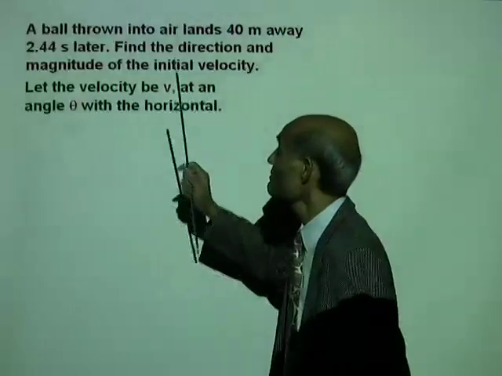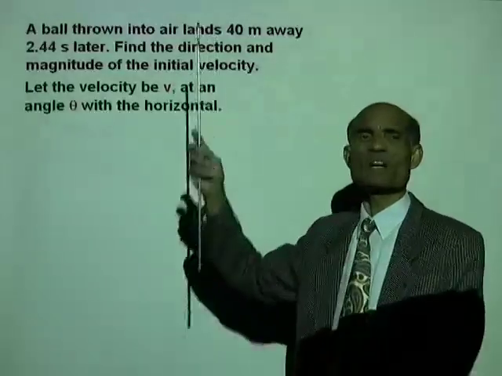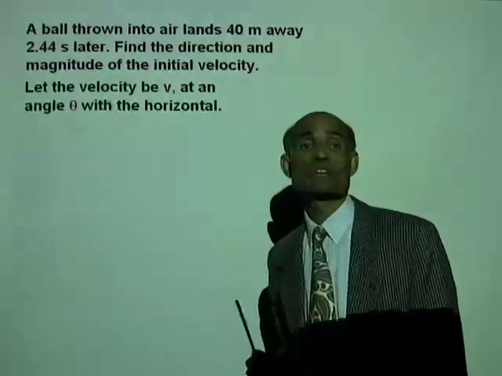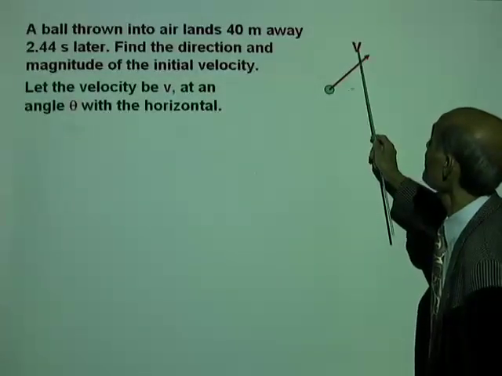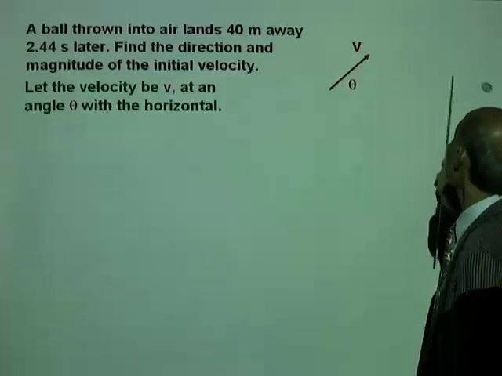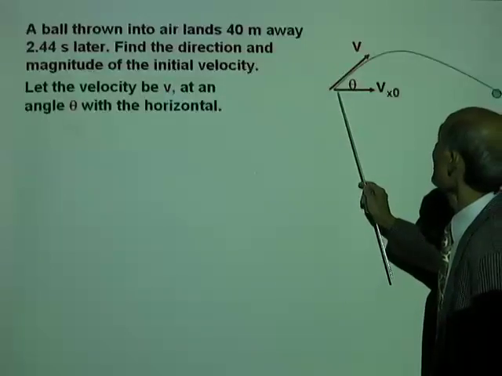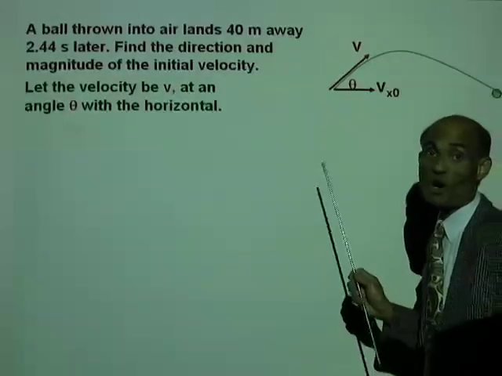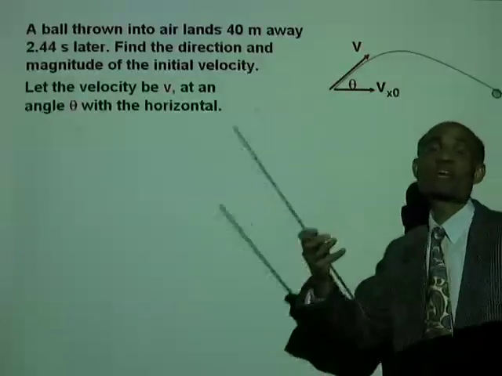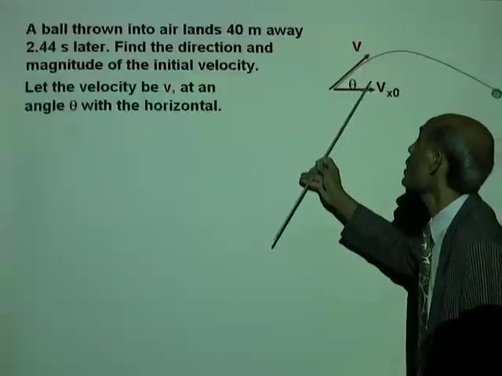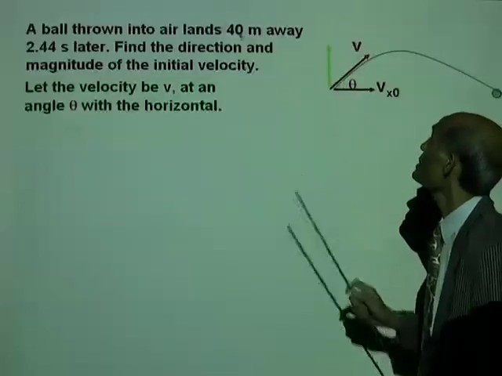Alright, so let the velocity of projection be V. Normally we call it V0, let's call it V this time. And the angle of projection is theta. Alright, here is the object. It is projected with the velocity V at an angle theta. There it goes. Now the horizontal component of the velocity Vx0, which is the same as Vx, will be V cos theta. Is that right? And the vertical component will be V sin theta.